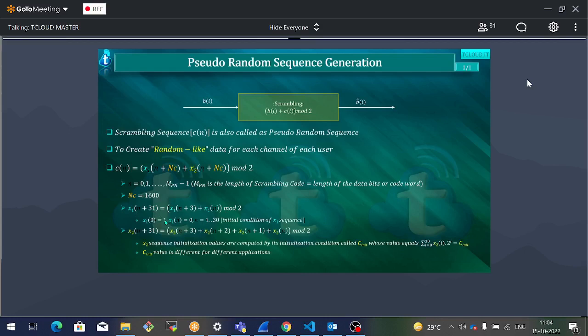And then you generate X1 also. X1 is fixed. The first 31 values of X1 are fixed. So you can generate any number of X1 values. Substitute the X1 and X2 sequence element values here. You get C of N, the scrambling sequence that is needed.